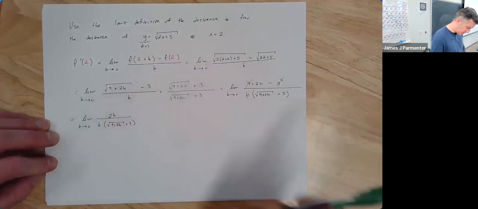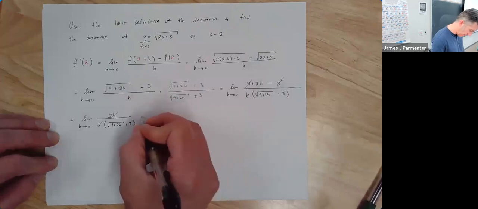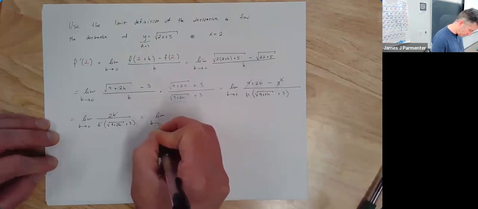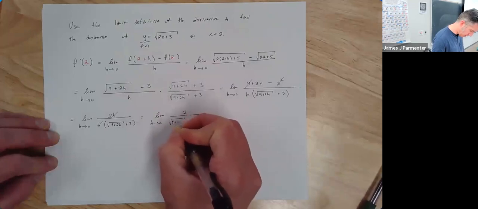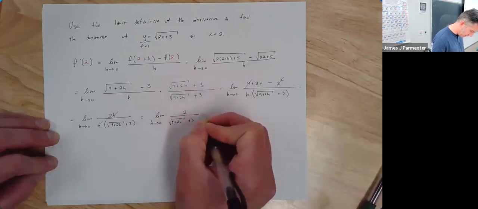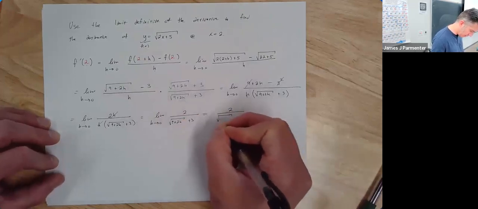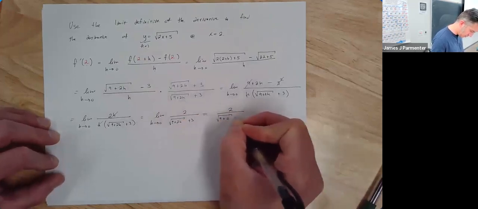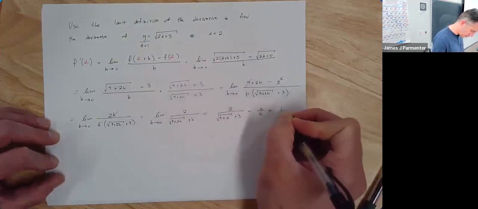But then the h's cancel because h divided by h is just 1. And then we have the limit as h goes to 0 of 2 over the square root of 9 plus 2h plus 3. Finally, take the limit, plug in 0 for h. You get 2 over the square root of 9 plus 2 times 0 plus 3, which is 2 over 3 plus 3, which is 1/3.